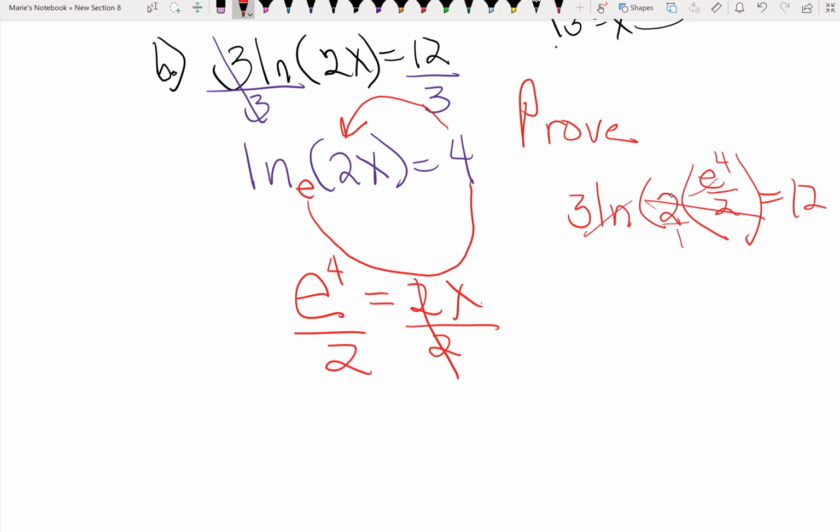Natural log and e are going to cancel, because this is going to drop as natural log of e to the 4th. Remember, they cancel. You're now left with 3 times 4. Isn't it true that that's equal to 12? Remember, this is times. All right, so you proved it.